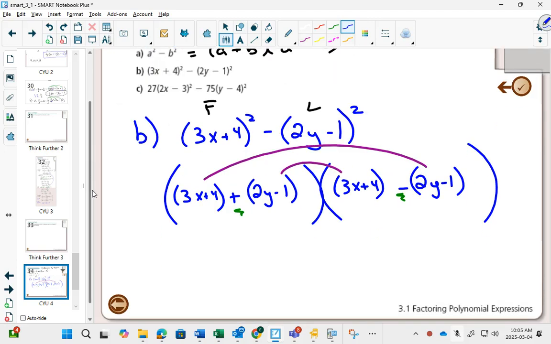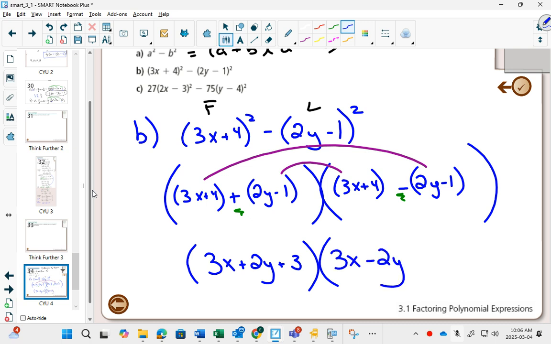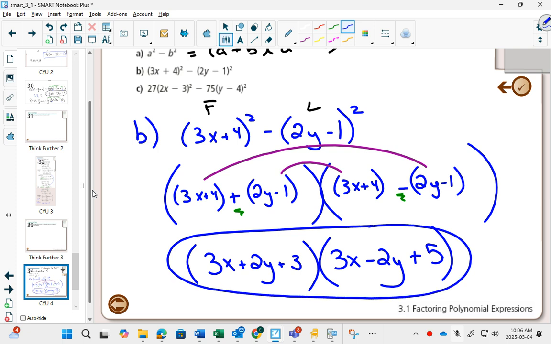Now, what happens in B is after we factored it, we're like, ooh, but inside my brackets, I have some like terms. Like the 4 and the minus 1. Can you see those could go together? So we could write this as 3x plus 2y, and 4 minus 1 is plus 3. And the second one, I have 3x minus 2y, and here this negative sign would distribute, so I'd have 4 plus 1. And so there's my final answer, but I could only get that if I recognize the difference of squares at the beginning.